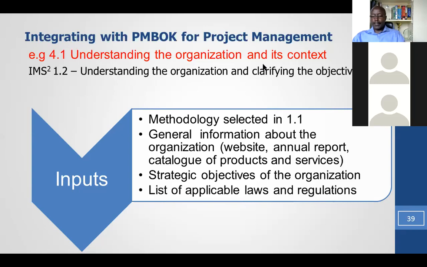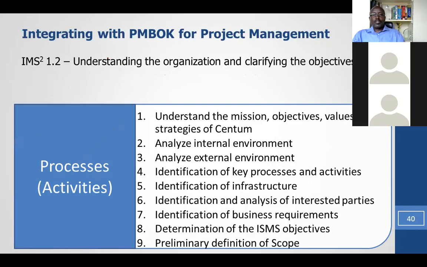Then once you have those inputs, the activities or the processes that you'd have to do now is to understand your mission and objectives, values and strategies of, sorry, I'm using CENTAM, this presentation was done for CENTAM, it's your organization. Analyze your internal environment, analyze external environment, identify the key processes and activities, identification of infrastructure, identify and analyze interested parties, who are your customers, who are maybe regulatory authorities, identify business requirements that you may have, determine your objectives, and then you come up with a preliminary definition of what your scope is going to be.